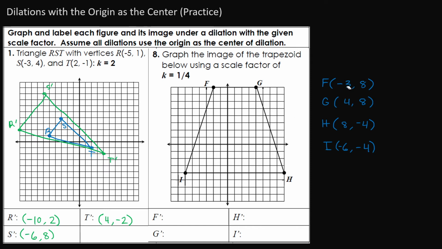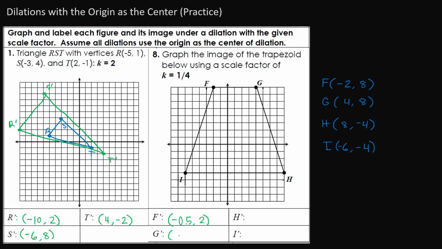And I just realized that I made a quick error here. Point F is at negative 2, positive 8. Let me fix that really quick. Okay, so I'm going to multiply all of these coordinates by the scale factor. So F prime would be, well, negative 2 times 1/4 would be negative 1/2, or negative 0.5. And 8 times 1/4 would be 2.